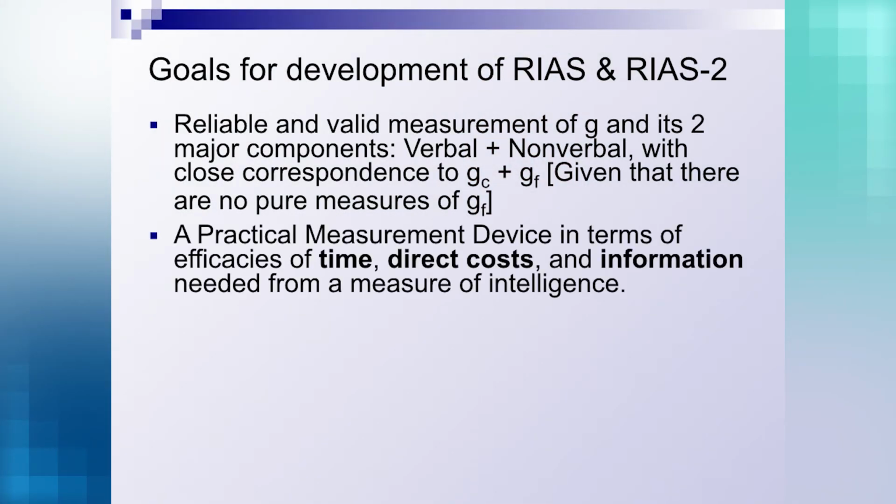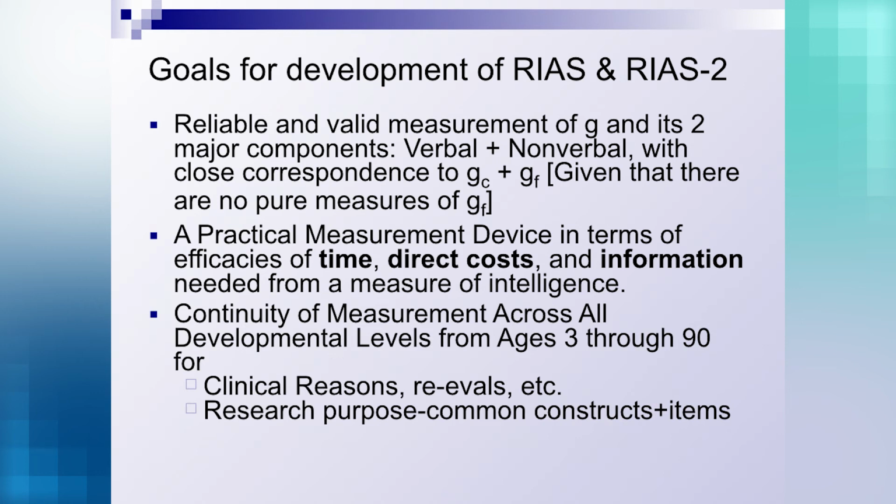Then we wanted to be sure that we gave you a practical measurement device in terms of the efficacies of time, direct costs, and the information that you need from a measure of intelligence. We also wanted to have continuity of measurement across developmental levels from ages 3 through 90. So we've been able to produce one test that will allow you to assess children and adults beginning at 3 all the way up to age 90.